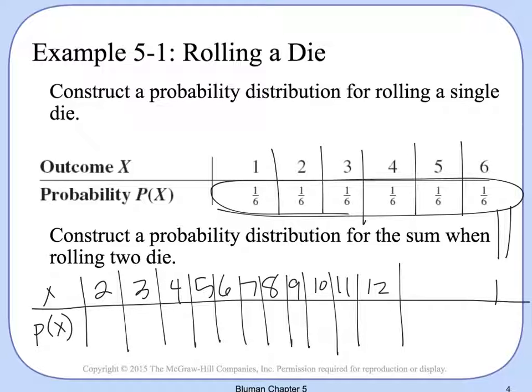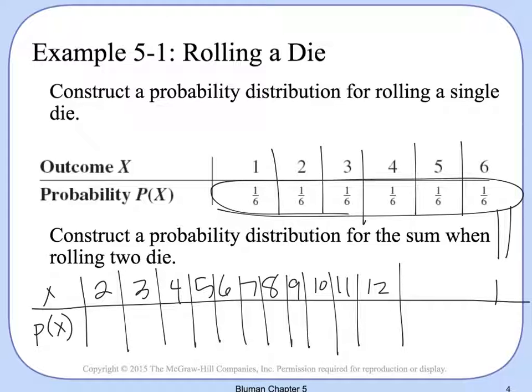Now here's the interesting thing. Each of these is not 1/12. Each of these is not 1/11, okay? How many total outcomes are there when you roll 2 dice? Remember that sample space that you used in the last chapter? 36, right? So we've got to think of how many ways we can do this out of 36.